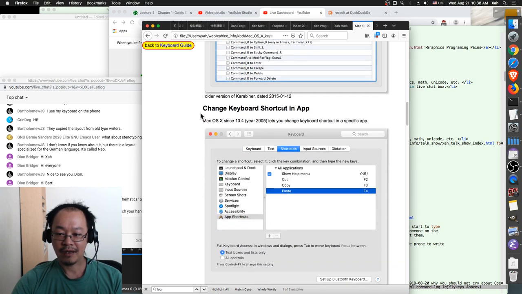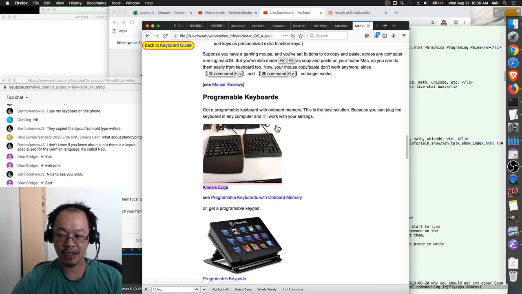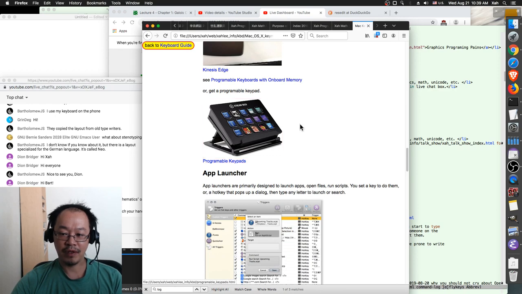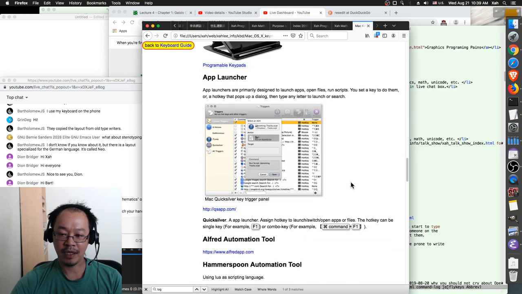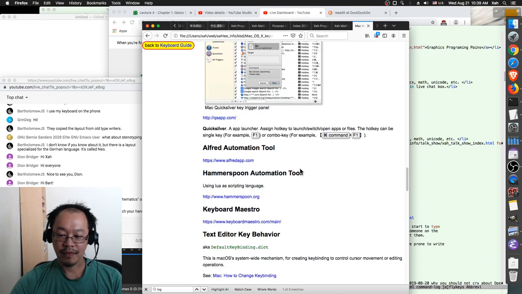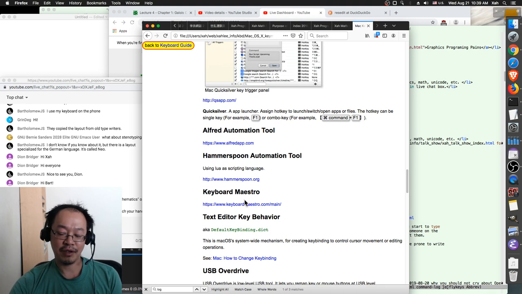Use that. Then you have Mac OS X also. They also allow you to change keys. Programmable keyboards: you want programmable keyboards, so buy one. App launcher: then there's Keyboard Maestro. Oh, there it is. So this guy wrote Keyboard Maestro.